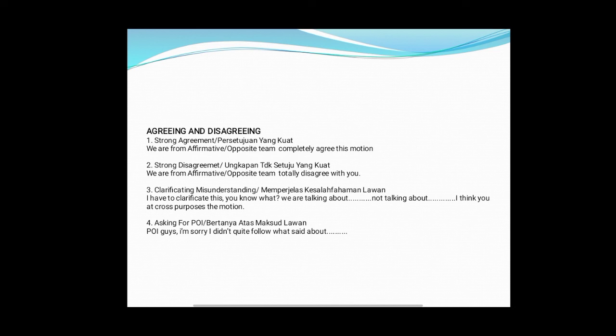Agreeing and disagreeing. One, strong agreement. We from the affirmative team completely agree with this motion. Two, strong disagreement. We from the affirmative team totally disagree with you. Three, clarifying misunderstanding. I have to clarify this. You know what? We are talking about blah blah blah, not talking about blah blah blah. I think you are at cross purposes with the motion.